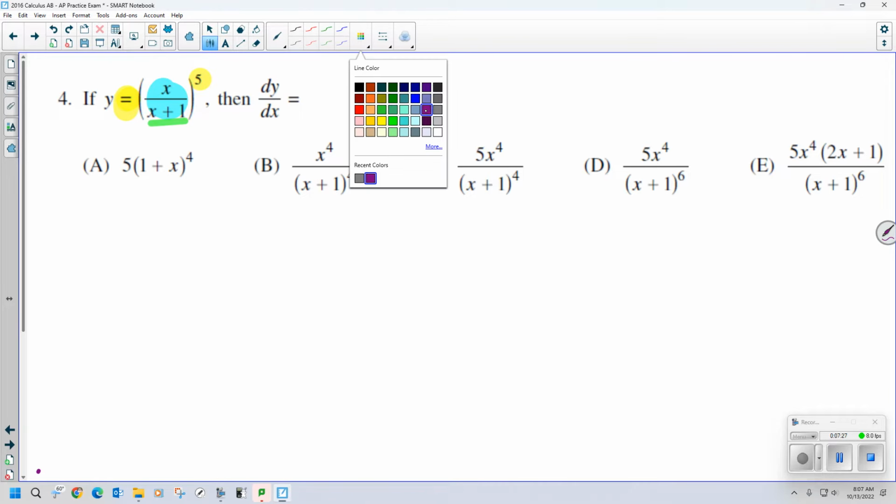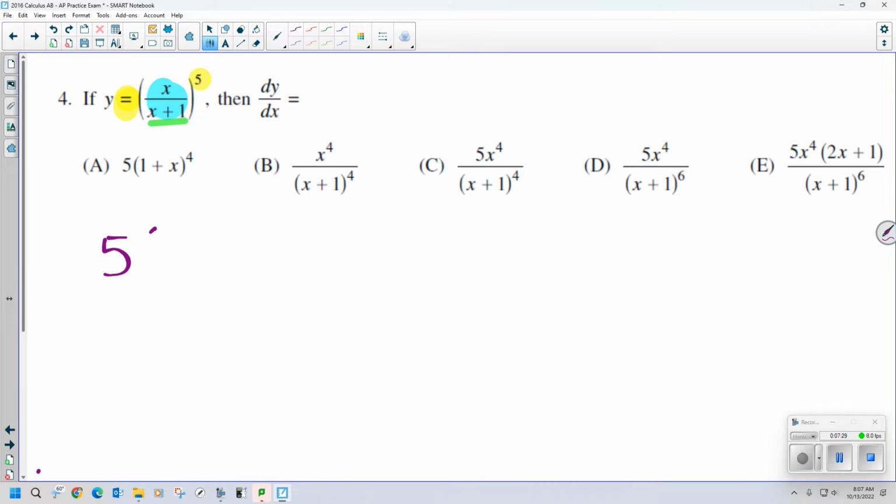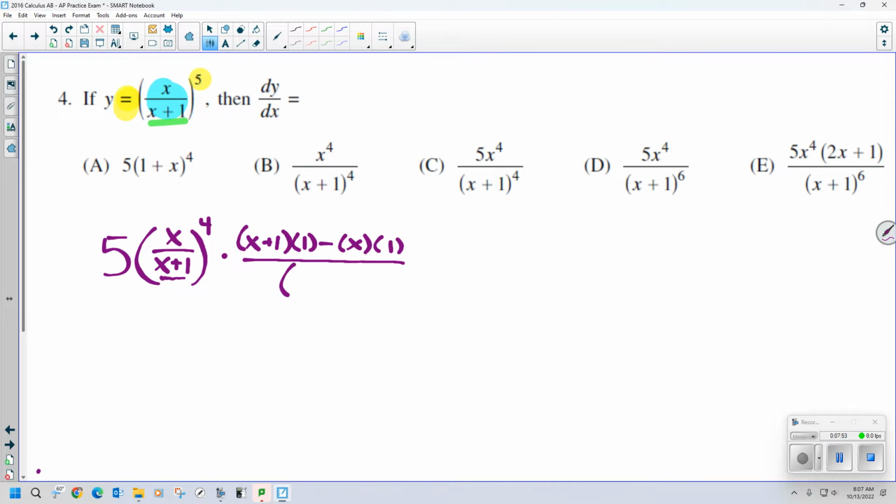Let's go purple. So 5 comes down. This stays the same, x over x plus 1. My exponent goes down by 1. Times the derivative of the inside. Oh, low d high, the derivative of high, minus high d low, the derivative of below is this one. Draw a line and square below.